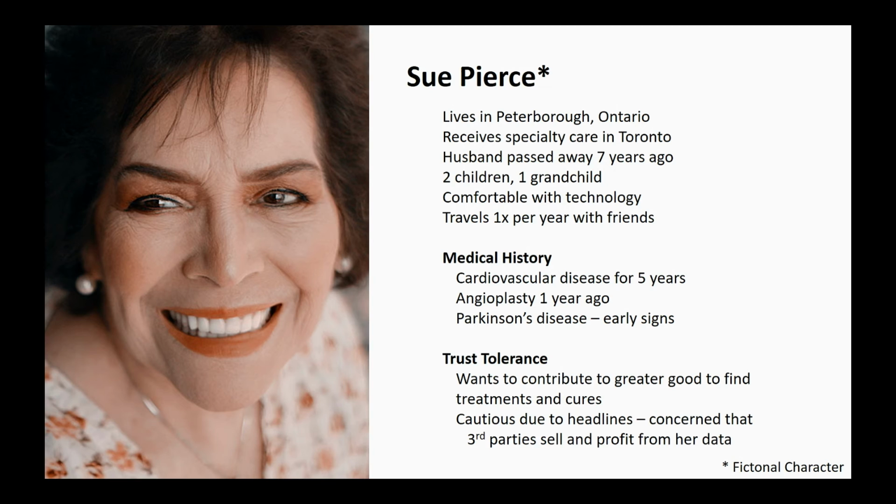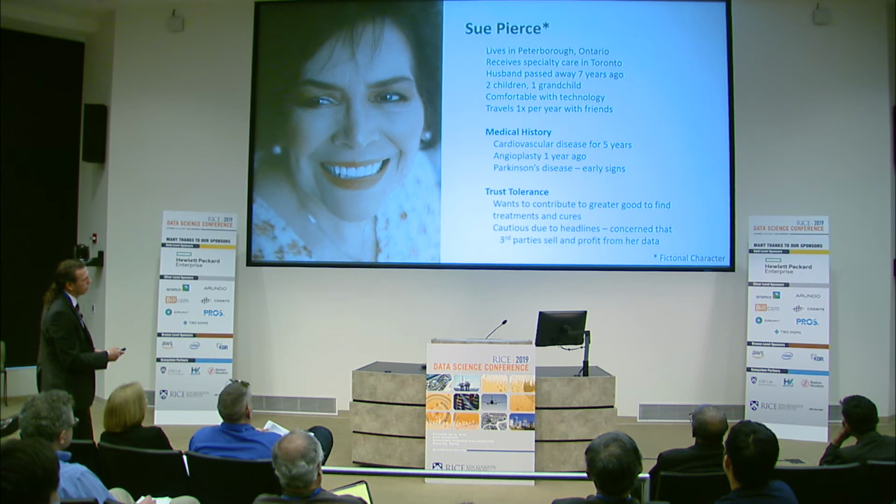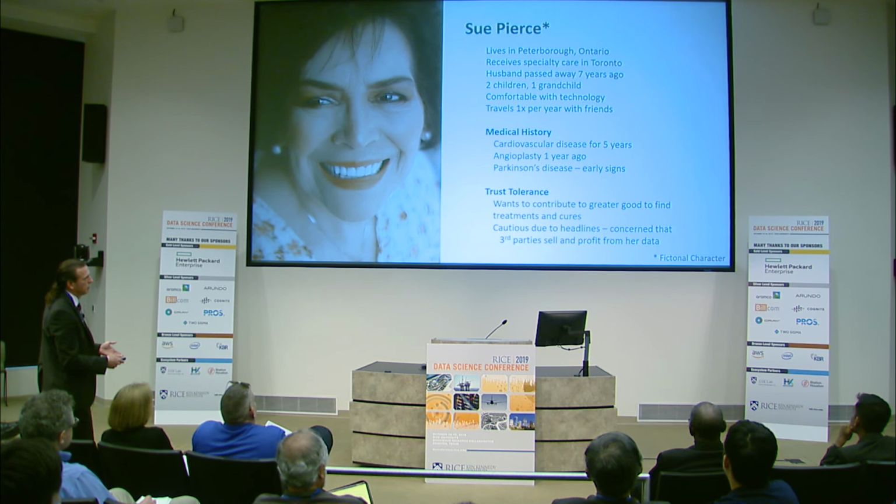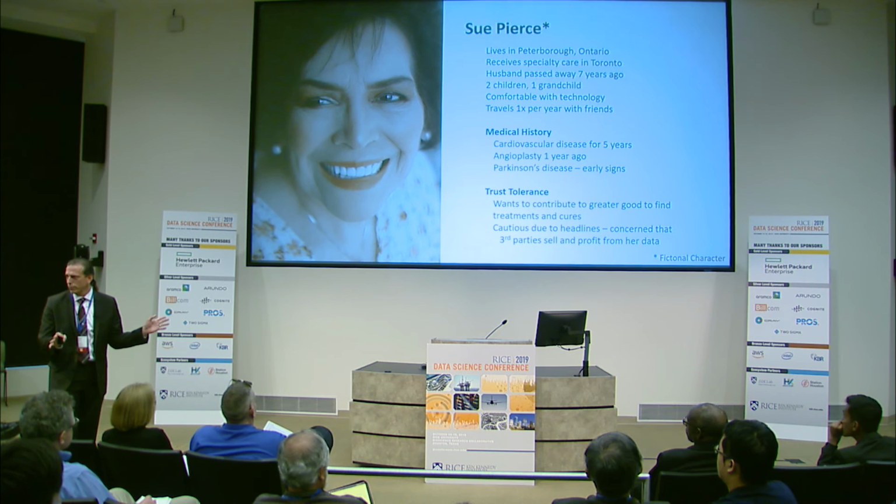She received specialty care in Toronto. Her husband passed away 7 years ago. She has two kids. She's comfortable with technology. She travels once in a while. She has heart disease. And she has a trust tolerance that sounds a lot like my mom. She's cautious due to headlines, concerned about third parties selling and profiting from her data. If that resonates with you, put up your hand. A lot of people have seen that similar.